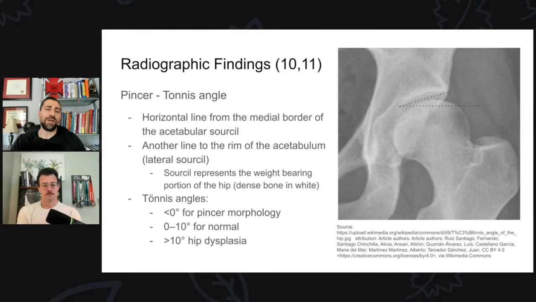So you'll see this Tönnis angle as well as the lateral center edge angle as a measurement for both pincer morphology and hip dysplasia, which I thought was really interesting. So if you guys were kind of curious by looking at some of the radiographic findings and seeing these things, this is what they represent. So essentially it kind of shows how much over coverage there is, either lack or too much.